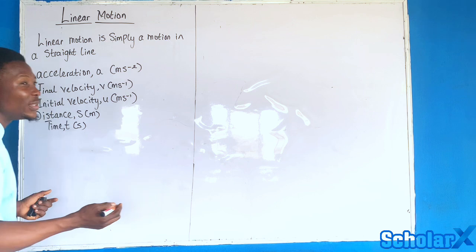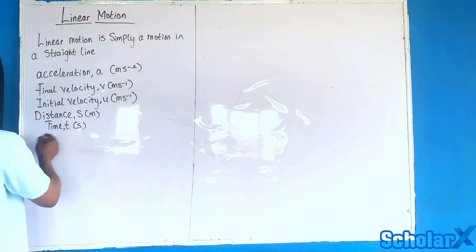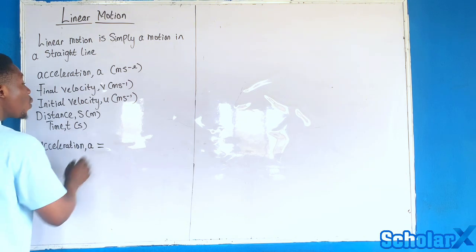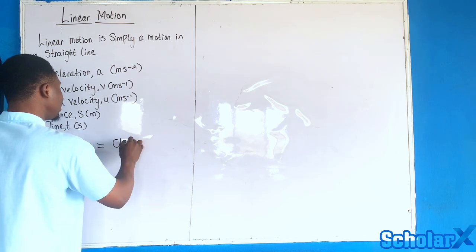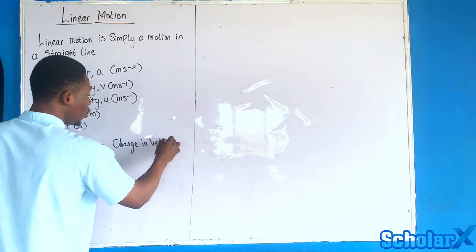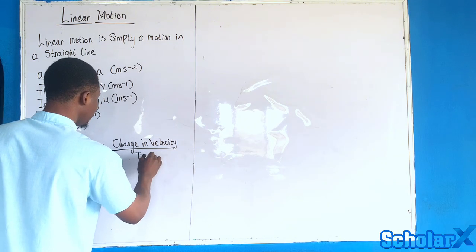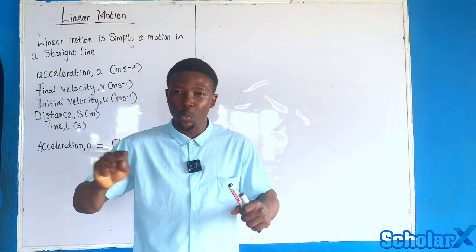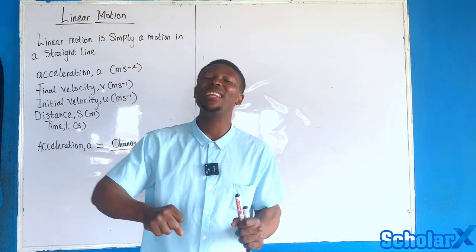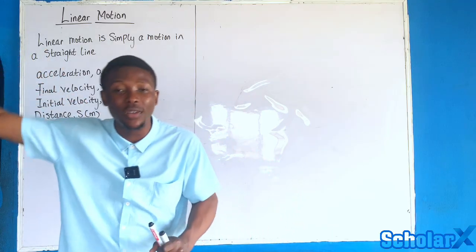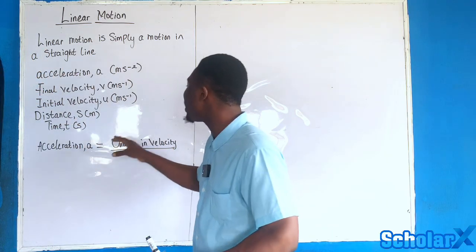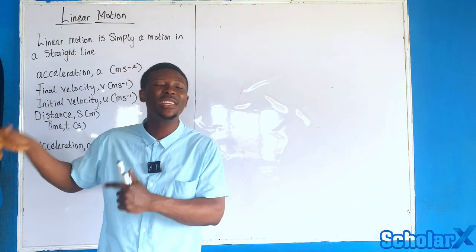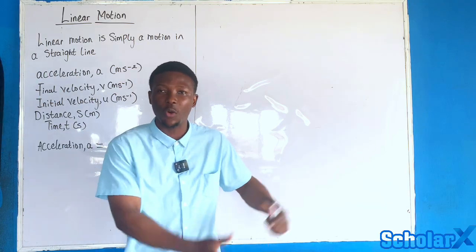Now, the first one is we're going to derive the first equation of motion, and it comes from acceleration. A is equal to change in velocity over time. Before a car starts moving, it has an initial velocity. And then when it finally moves and gets to its final destination, it now has a final velocity. So if you are saying change in velocity, you are simply saying what's the difference between the final velocity and the initial velocity. Initial means the beginning. Final means, of course, the end.